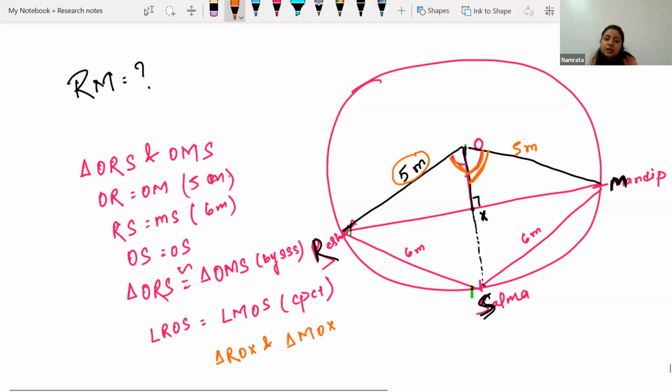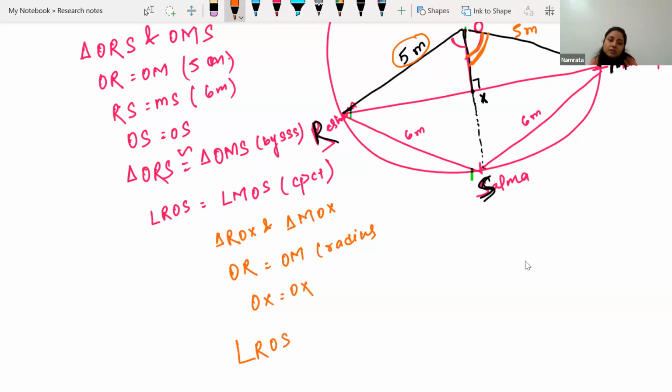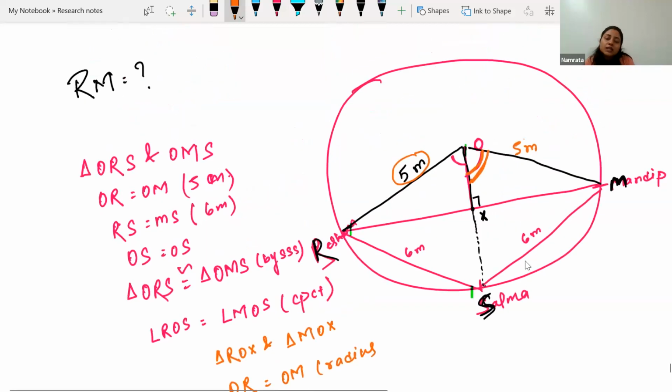So I am using the angle case over here. I am going to say that OR over here is equal to OM over here, radius. OX is the common side, and angle ROS over here, or ROS can also be written as ROX. Are you getting it? Angle ROS can also be written as angle ROX.